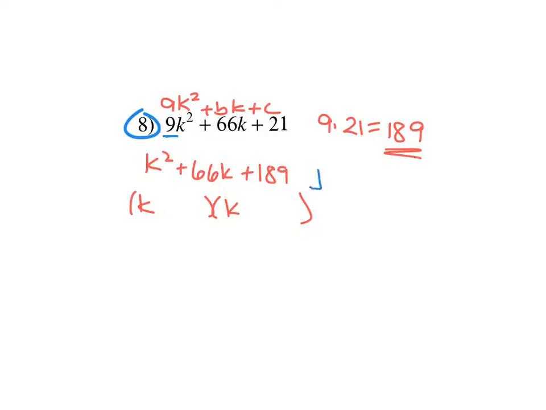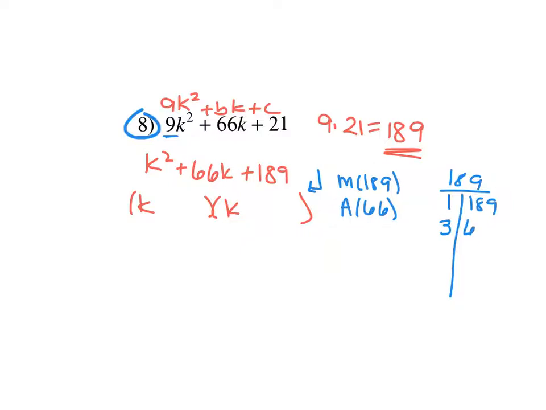So in order to factor here, we need to multiply to 189, add to 66, and factors of 189, there's probably a bunch. 1 and 189. 2 might work. 3 I know will work. That's going to be 60. Ooh, 63. Ooh, look at that. Those add to 66. So plus, plus, 63 and 3. All right. So far so good.